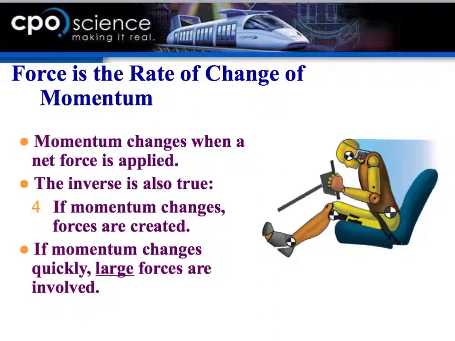Force is the rate of change of momentum. Momentum changes when a net force is applied. The opposite of this could also be true. If momentum changes, then forces are created. If momentum changes quickly, large forces are involved, as is in the case of a car accident. If a car goes from 60 miles per hour to 0 miles per hour, it takes a very large force to change the momentum of that car so quickly.